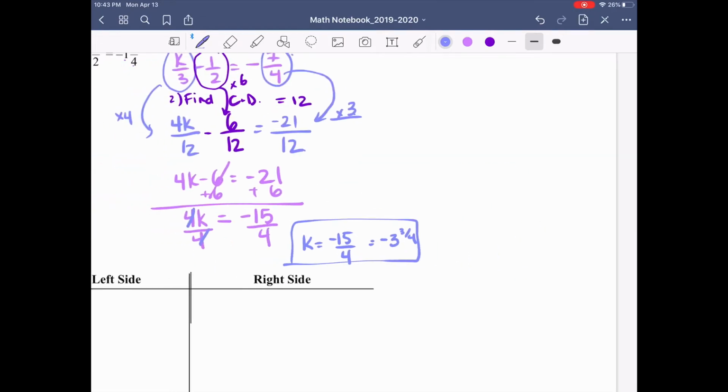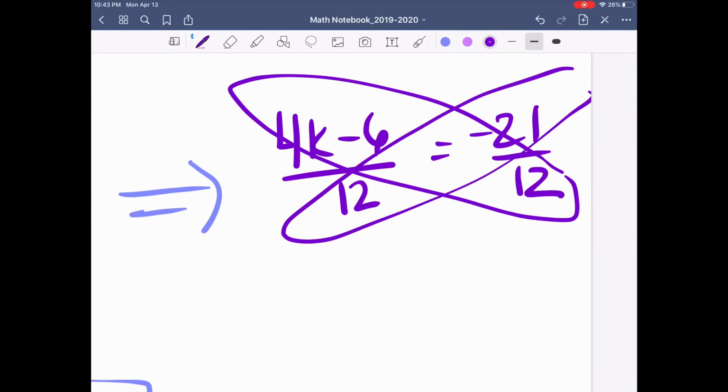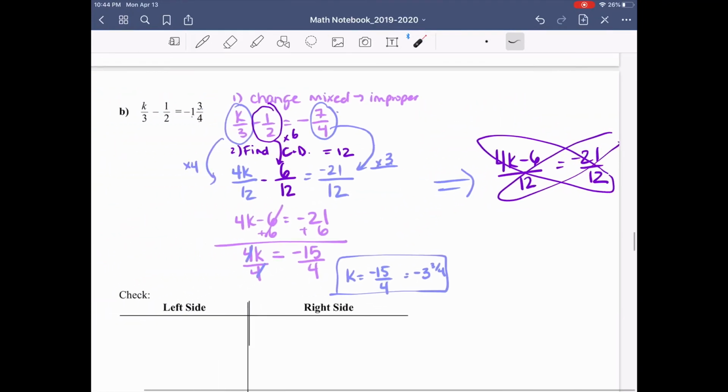If you wanted to do it the cross multiplying way, I'll do that over here. So you had 4k minus 6 over 12 equals negative 21 over 12. So you would cross multiply, but as you can see right here, why is this method not preferred? Because you're going to end up with this huge number of negative 21 times 12. And then you're going to have to reduce it later, and it's going to be a long and tedious process. So in this scenario, it's better to do it using this method.